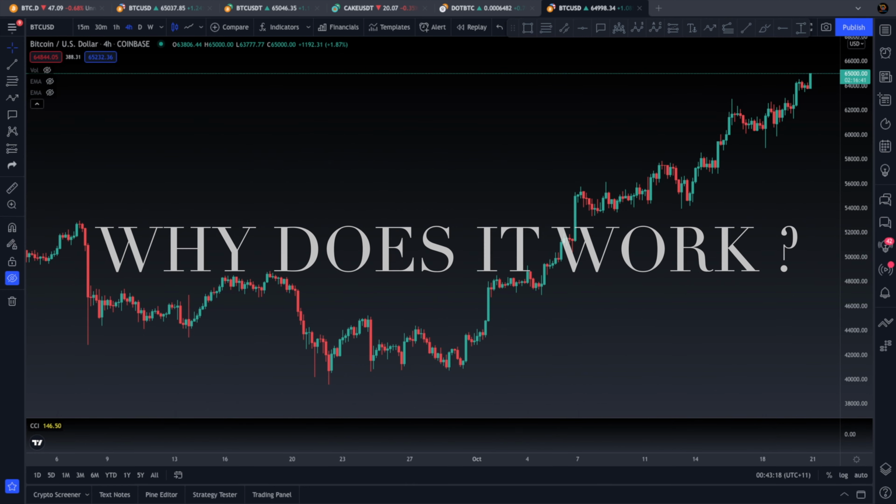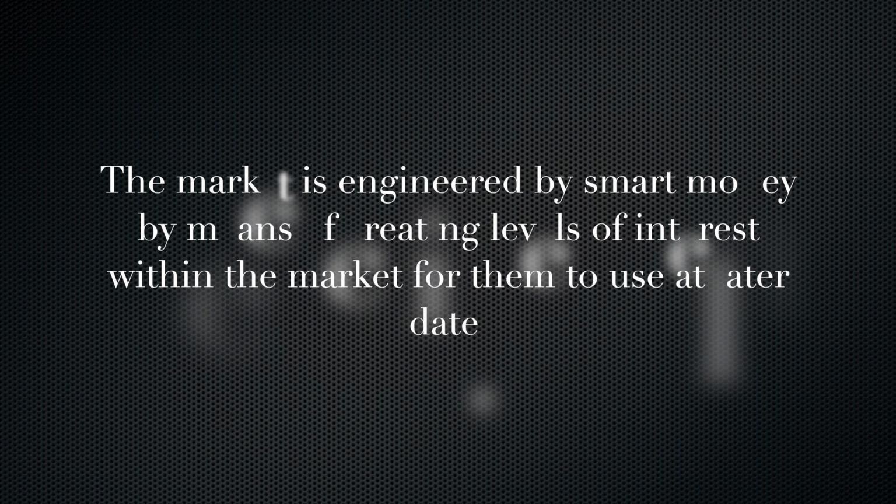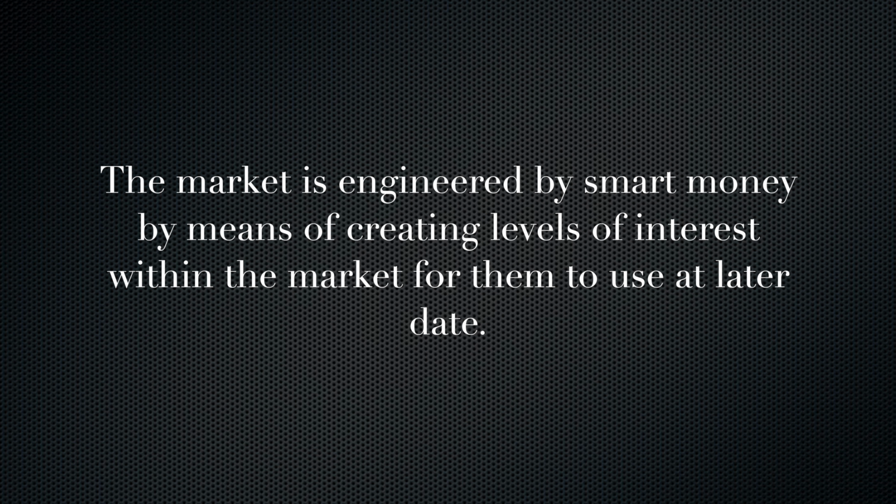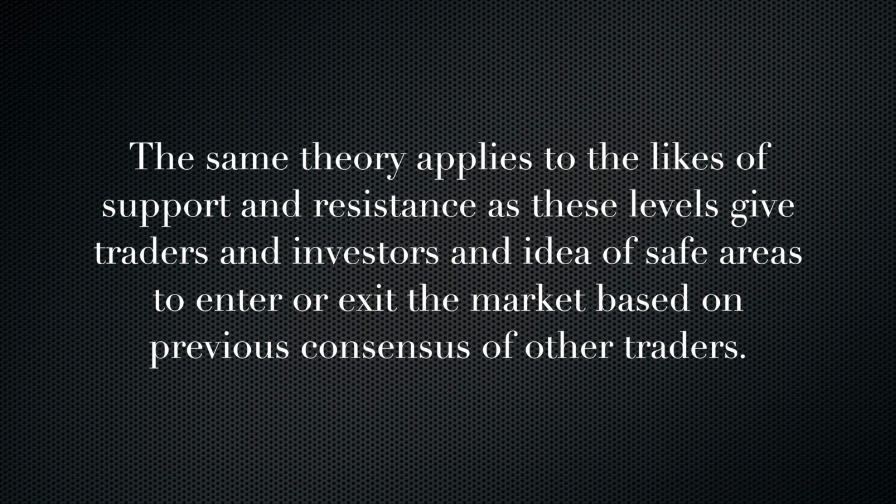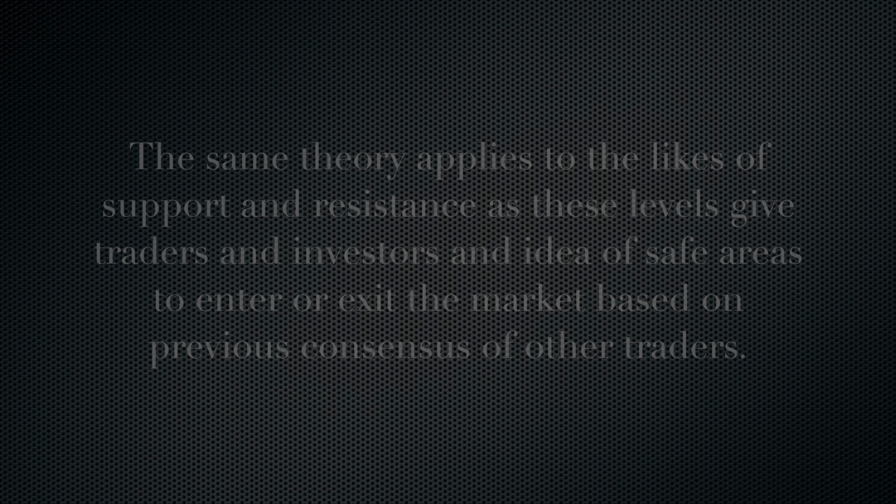Now, why does it work? The market is engineered by smart money by means of creating levels of interest within the market for them to use at a later date. The same theory applies to the likes of support and resistance, as these levels give traders and investors an idea of safe areas to enter or exit the market based on previous consensus of other trades.